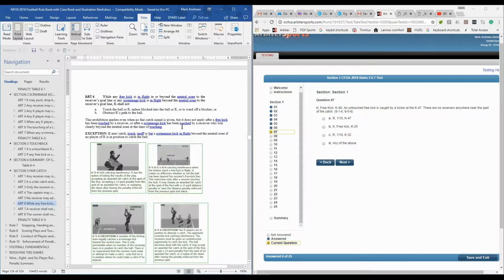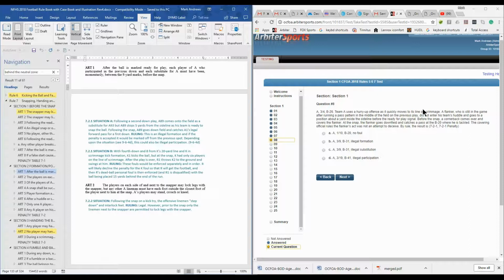So this is kick-catch interference. It's a 15-yard penalty, and they have the option of having the kicking team re-kick with a 15-yard penalty. So that would be at the 25. They could take the ball where the kick-catch interference occurred, which would be the K47, or they could tack on the penalty, the 15 yards from the 47, and take it at the K32. So while all three of these are possible outcomes, the most likely outcome is C or B, but the answer is D. Any of the above could be the end result.